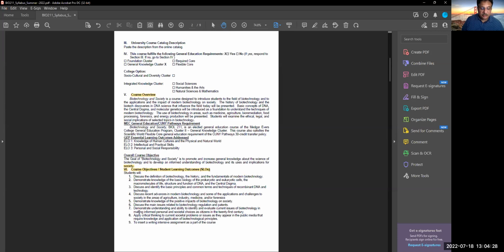Apply critical thinking to the societal problems. That's SLO number 8. Number 9 is to insert a writing intensive assignment. So all the assignments that you will be doing will be writing intensive, the discussion board, so make sure you're on top of this.